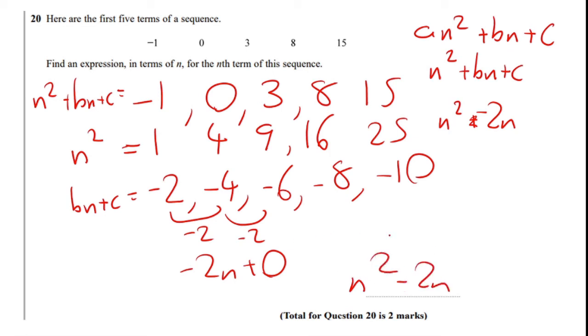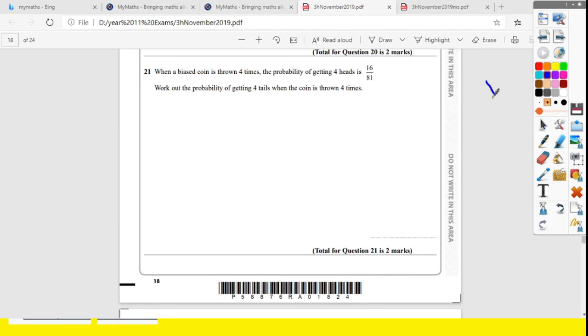Now just to tell you, there are other ways to work it out. When a biased coin is thrown 4 times, the probability of getting 4 heads is 16 out of 81. Work out the probability of getting 4 tails when the coin is thrown 4 times. So what I need to do now is work out the probability of getting heads once, and then I can work out tails and go on from there.